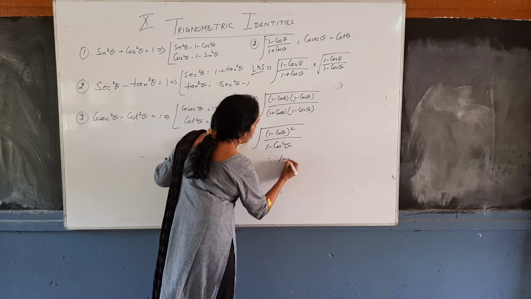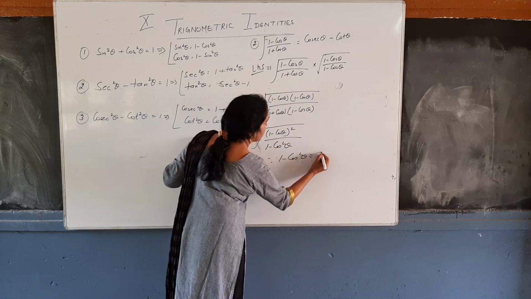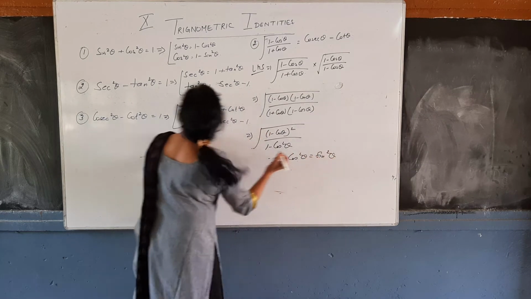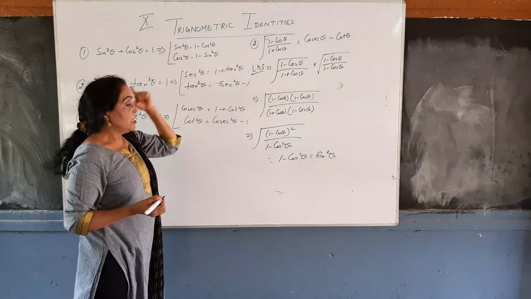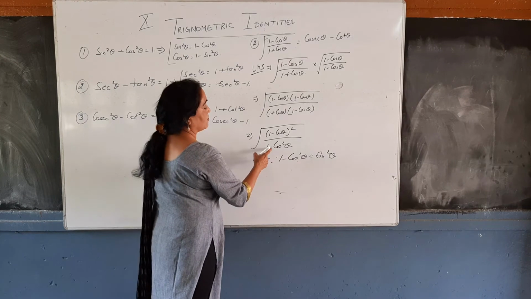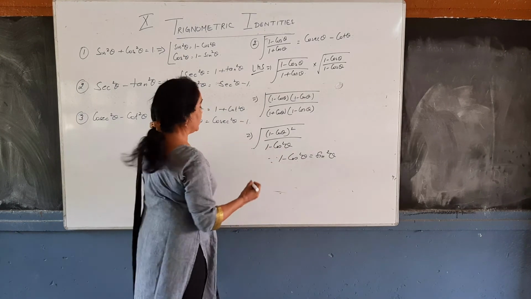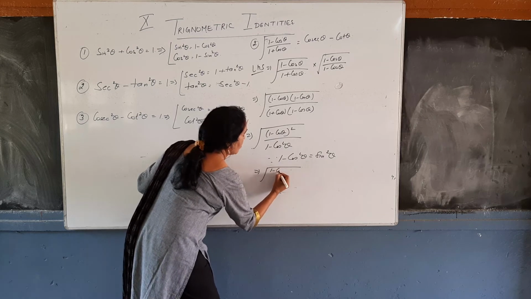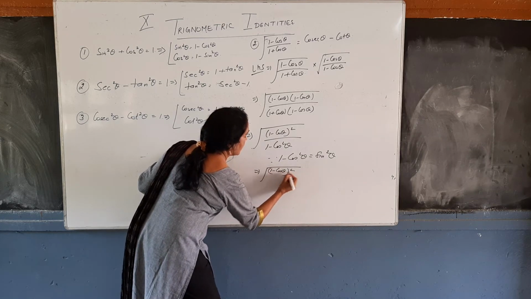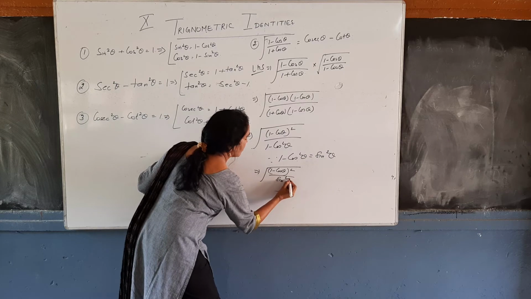Since 1 minus cos square theta is equal to sin square theta, see the identity: 1 minus cos square theta equal to sin square theta. So what we will do? We will replace 1 minus cos square theta by sin square theta. So you will get here 1 minus cos theta whole square upon sin square theta.